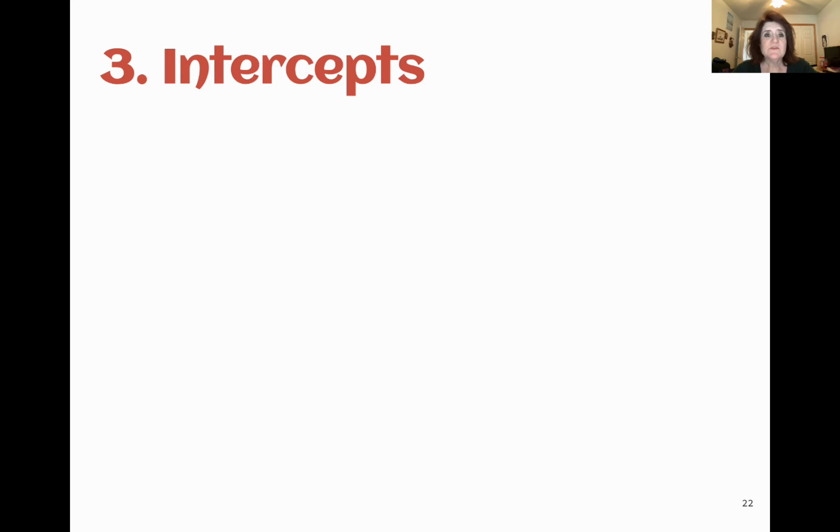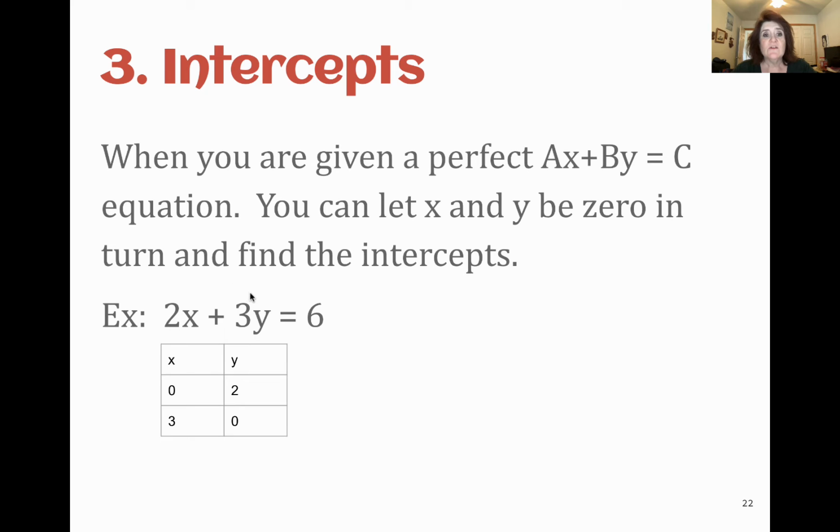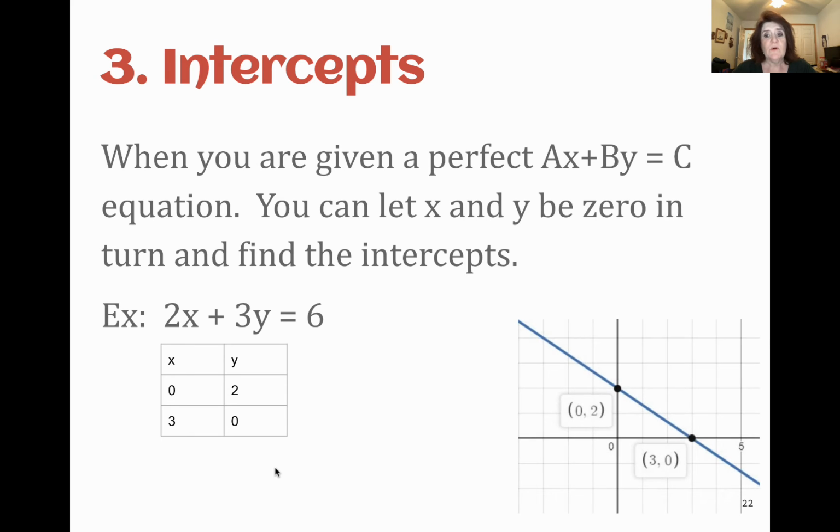The third way to graph a line is through intercepts. When you're given a standard form ax plus by equals c equation, you can let x and y both be 0 in turn and find the intercepts. So in this equation, if 2x plus 3y is equal to 6, you let x be 0, literally covering it up, and solving 3y equals 6, so y is 2. Then let y be 0. Cover this one up, 2x equals 6, so x is 3. Then graph those 2 points: the point (0, 2) and the point (3, 0).